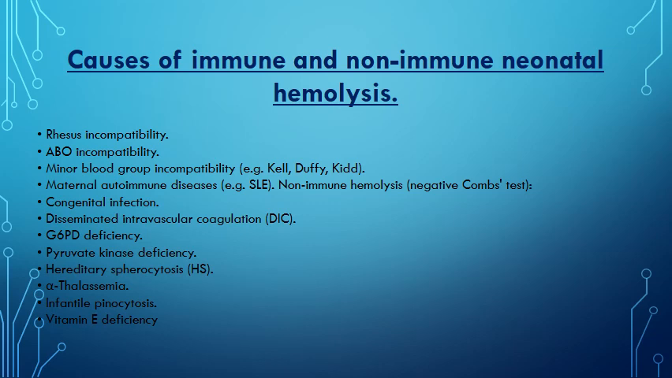We also have causes of immune and non-immune neonatal hemolysis. Rhesus incompatibility, ABO incompatibility, minor blood group incompatibility, maternal autoimmune disease like SLE. Non-immune hemolysis, with negative Coombs test, like congenital infections, DIC, G6PD deficiency, pyruvate kinase deficiency, hereditary spherocytosis, alpha thalassemia, infantile pyknocytosis, vitamin E deficiency.